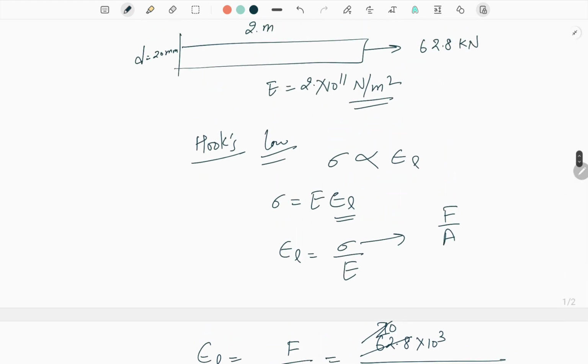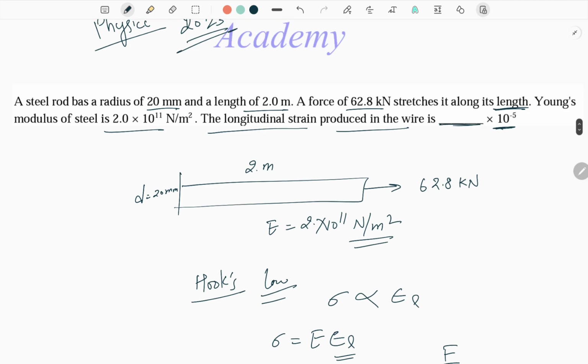So they are asking about the value of x in the wire. So here the answer is 25.